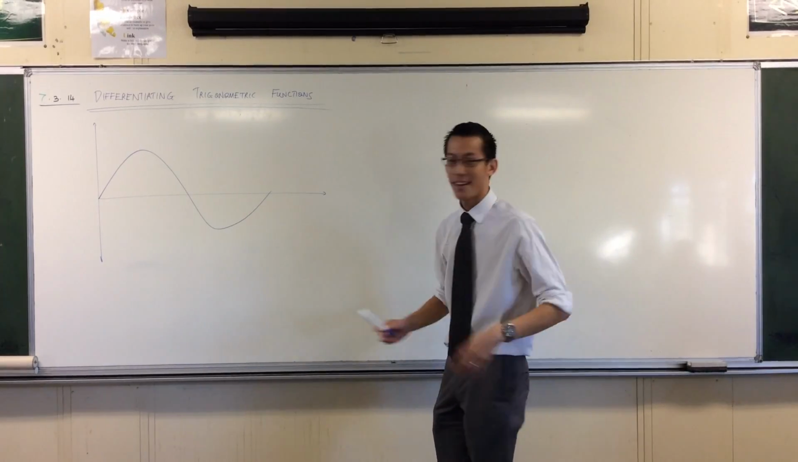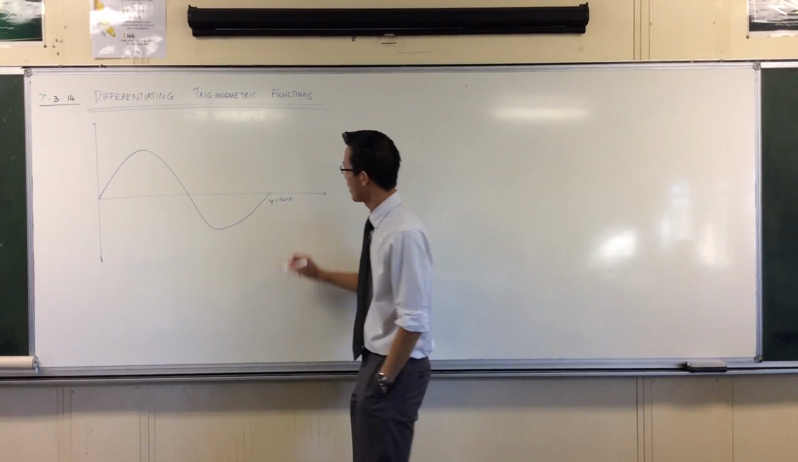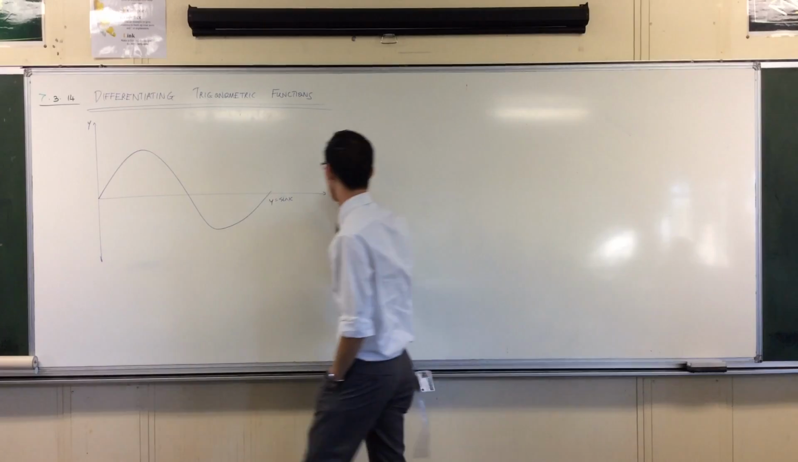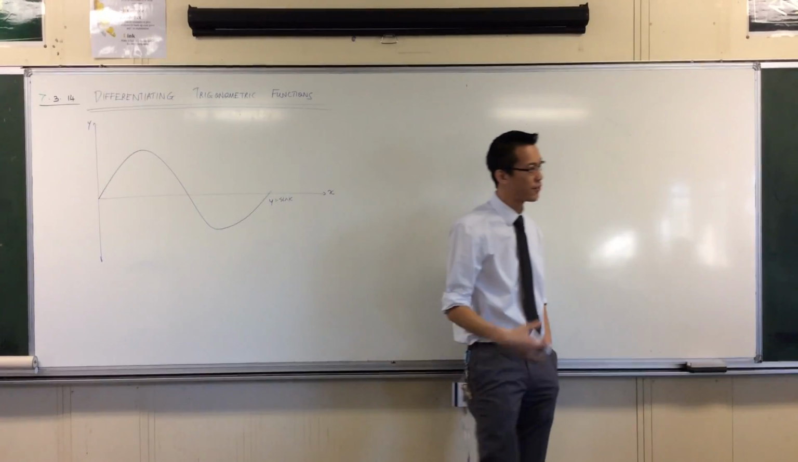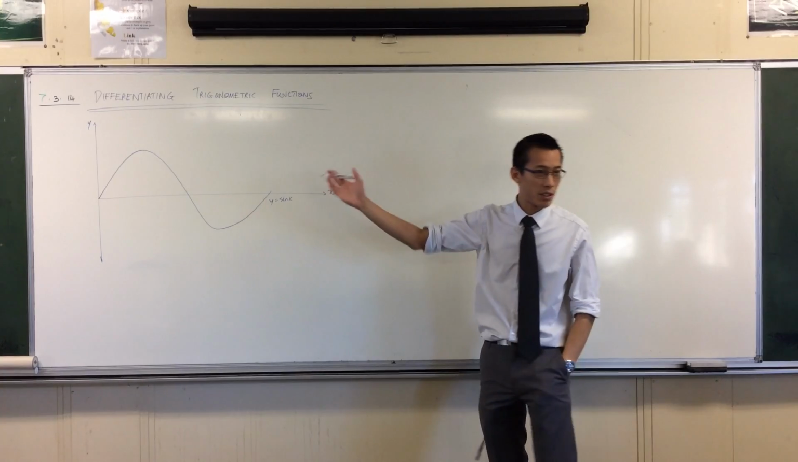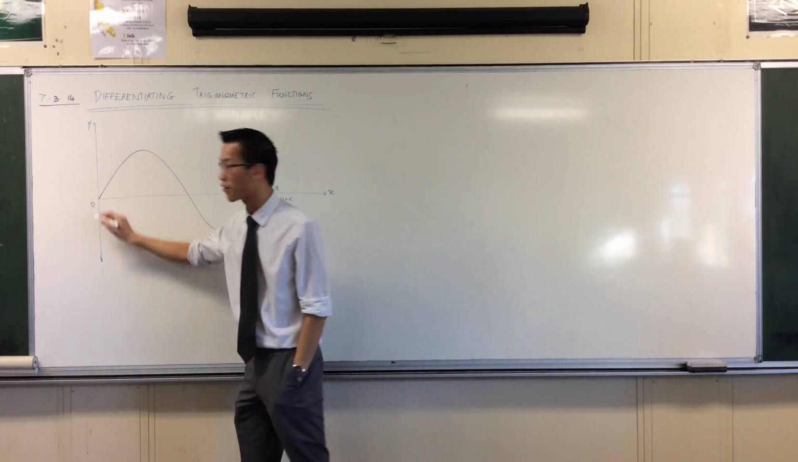Okay? So here's y equals sine x. And I want to go and work out the derivative of this thing. I want to know what its gradient function is like, how it behaves. But I've only drawn 0 to 2 pi. Can anyone tell me why I only need to draw from 0 to 2 pi?